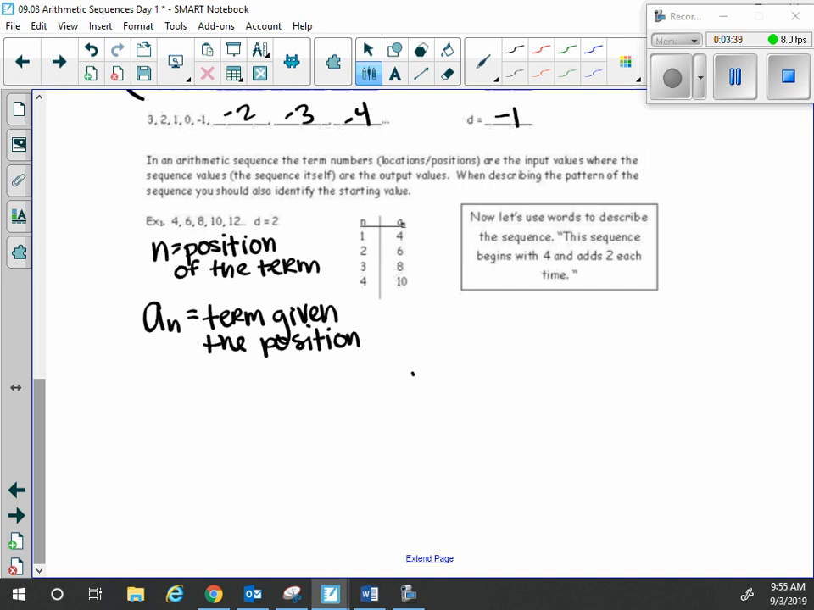So if I said a of, in this case, a of 4, what is my position number for that? Whoa, whoa, whoa. A of 4. What did I replace n with? Oh, 4. 4, right? So in that case, that means that my position is the 4th position. So when I go to look at my table, I'm looking for the 4th term, which is what? 10. Okay. So far, so good? Okay.